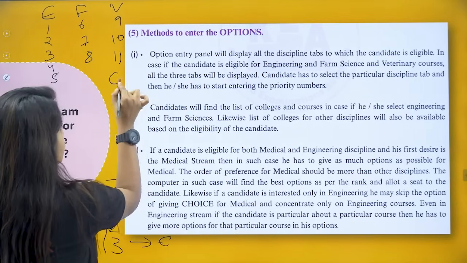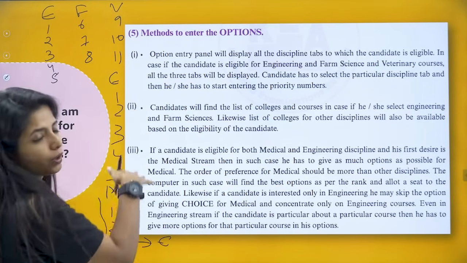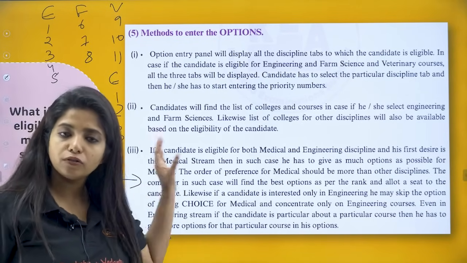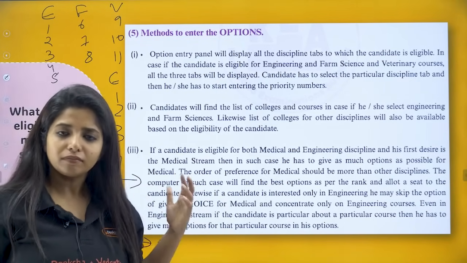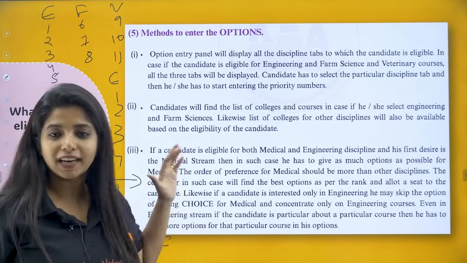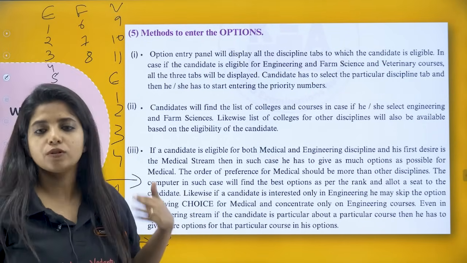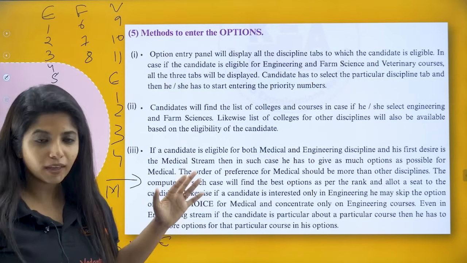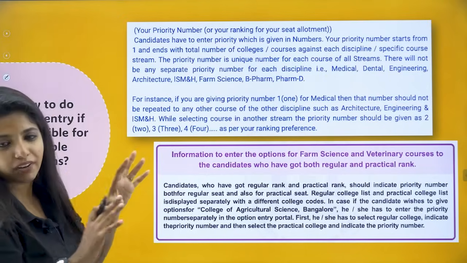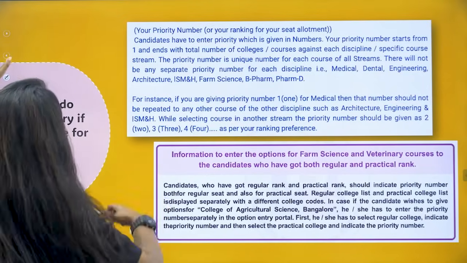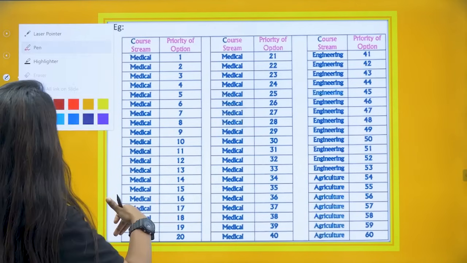In that case, the list would be E1, 2, 3, whatever is there. Whatever colleges are there in engineering, you just have to choose that. Even though you are eligible, you have an option to choose any single stream as well. The same goes for medical also. You will get a clear idea when I show you certain snippets. So before going ahead with this, I will show you the snippets.